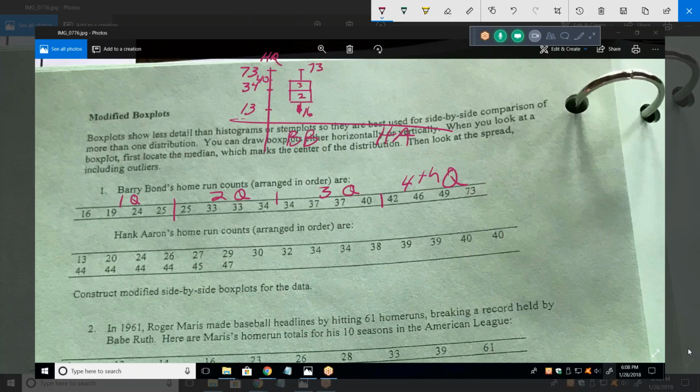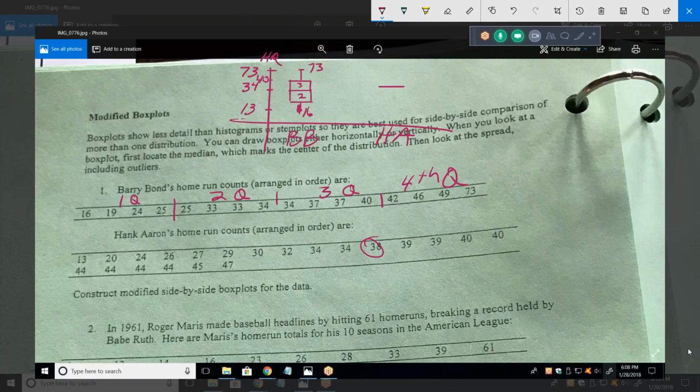Well, let's see. We have 2, 4, 6, 8, 10, 12, 14, 16, 18, 21. I got 38. So it's the 11th one. 1, 2, 3, 4, 5, 6, 7, 8, 9, 10, 11. Right there? Okay, so 38.